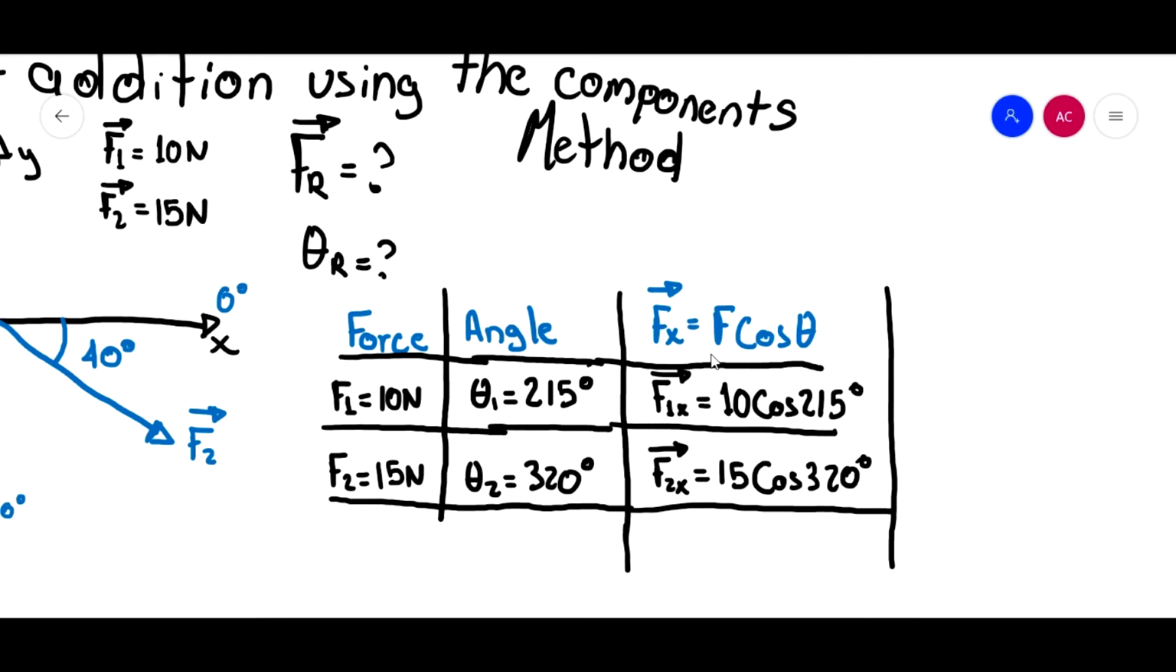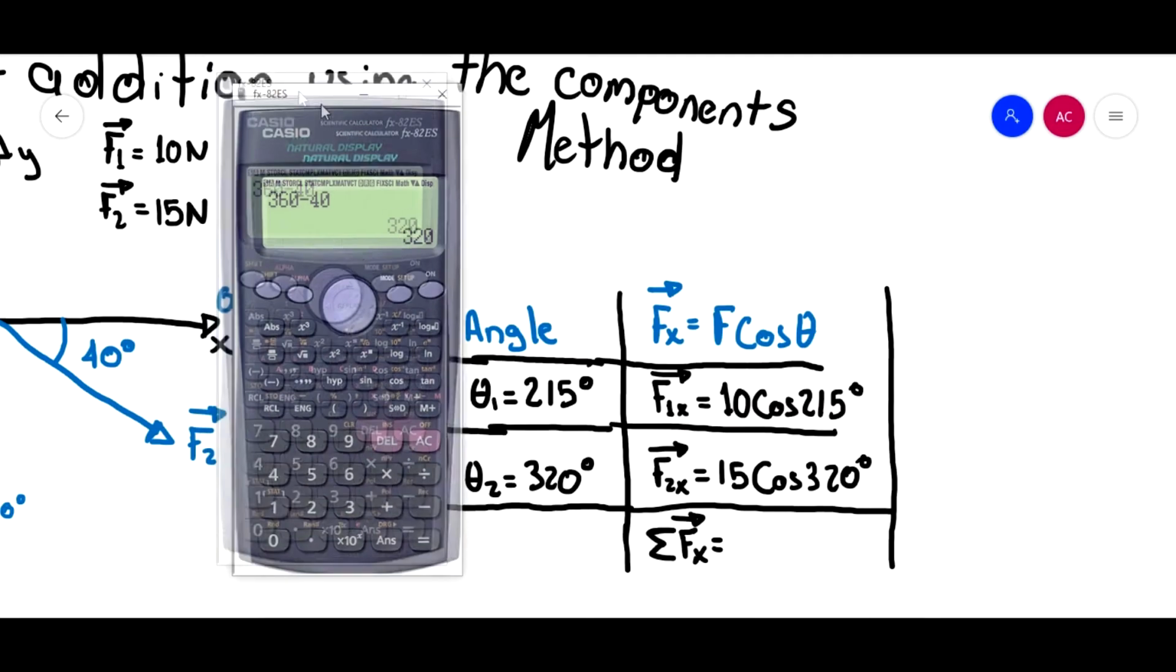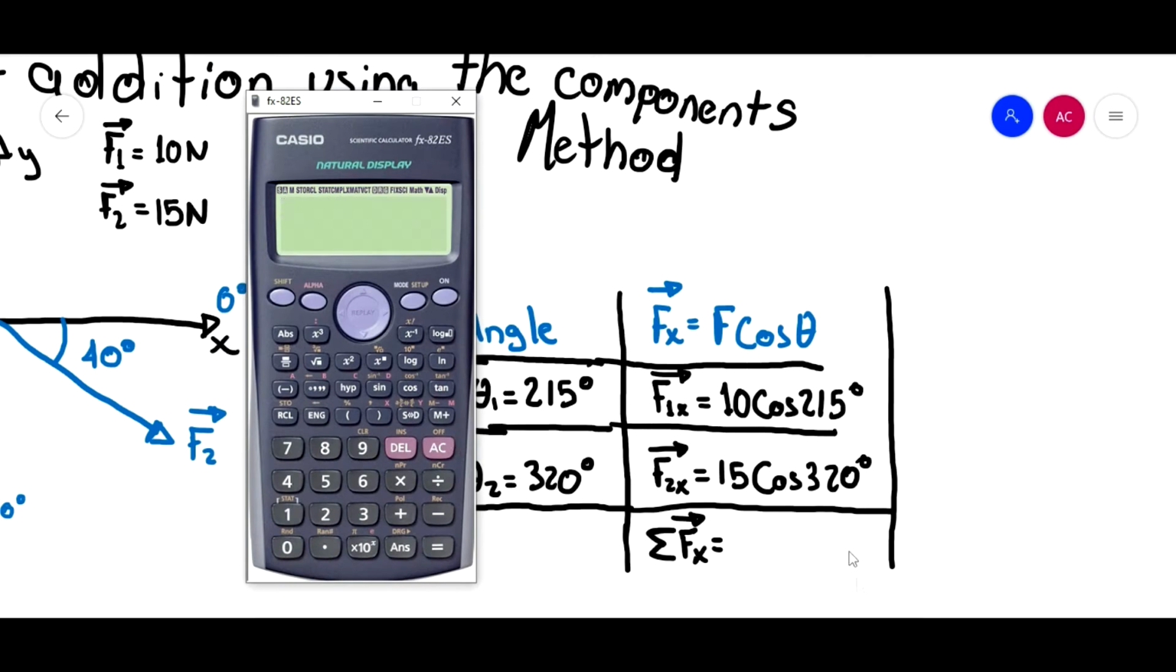So we're going to find the sum of the x components of the force. Let's open the calculator over here. I'm going to add this plus this, so it will be 10 times the cosine of 215 plus 15 times the cosine of 320 equals. Okay, so this is the sum of the x component of force 1 and the x component of force 2. I'm going to save this into memory A.